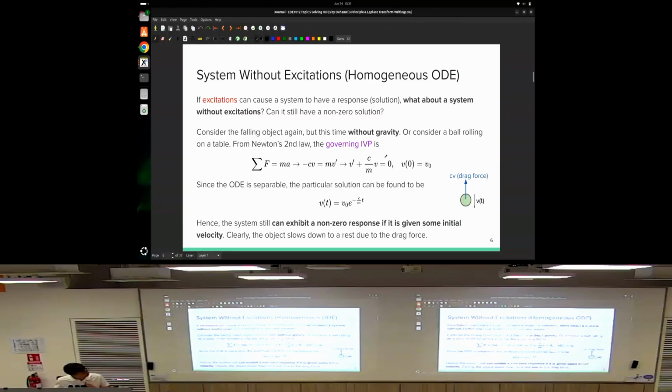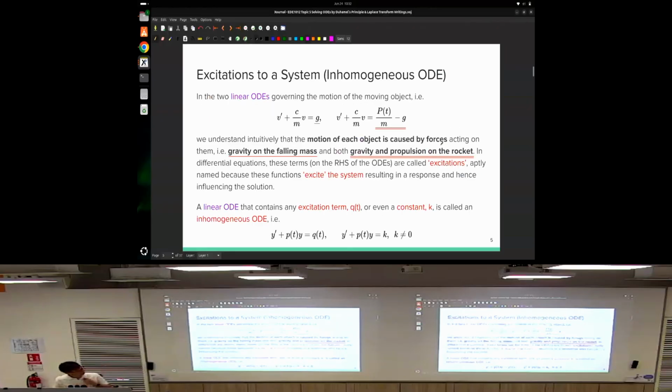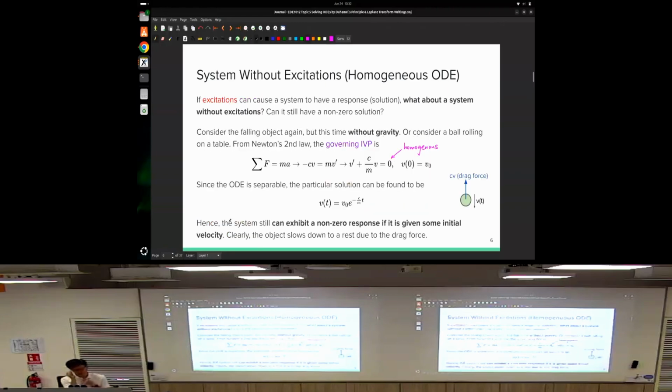But in this case, you don't have the right-hand side already. So if there is a 0 here, this is called homogeneous. The terminologies here, eventually you will get used to that. But it's called homogeneous. If you don't have a 0 on the right-hand side after you put it in proper form, then it's called inhomogeneous. So there are two types, inhomogeneous and homogeneous linear ODEs.